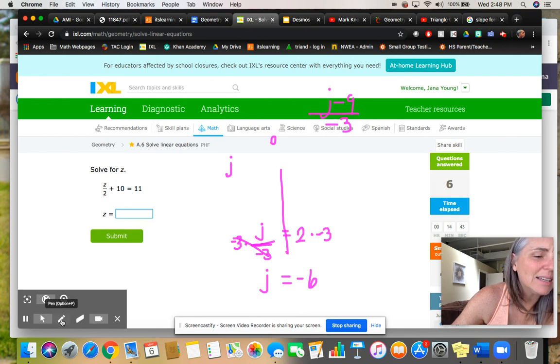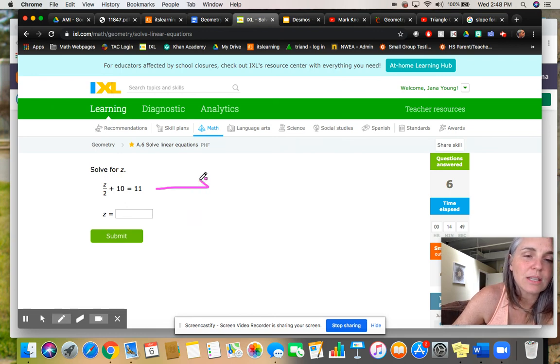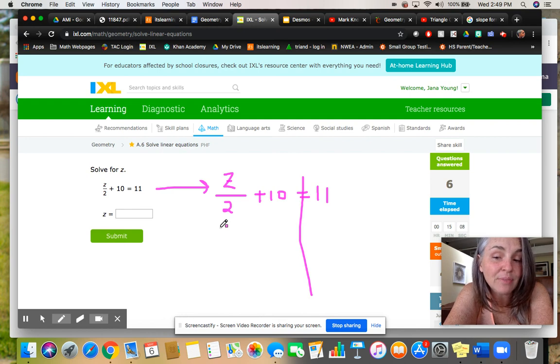Let's do that again. I don't actually need to rewrite this one because I don't have a double operation, but I'm going to go ahead and move it over here because I don't want to work when it's over there. So we got z divided by 2 plus 10 is equal to 11. No need for any rewrites. This is exactly like the previous problem, except for this is now positive 10. And so when I move it, I'm going to subtract.